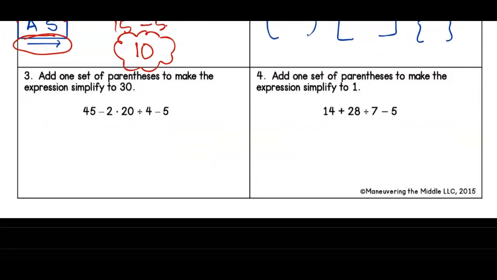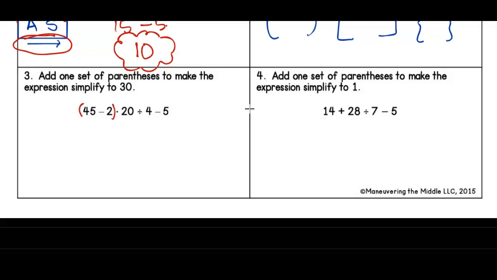Now, depending on where you put your grouping symbol, it will completely change the outcome of your expression. So this says add 1 set of parentheses to make the expression simplify to 30. Now, I want you to watch how cool this is. All right, so what we can do, let's say, what if we put parentheses right here?